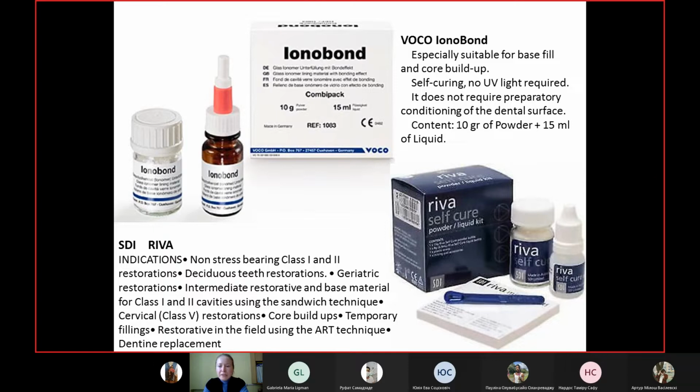SDI company material Riva, indications: non-stress bearing class 1 and 2 restorations, temporary teeth restoration, treatment of adult patients, intermediate restorative and base material for class 1 and class 2 in a sandwich technique as well. It can be used for core build-ups, temporary fillings. It can be used as ART technique.